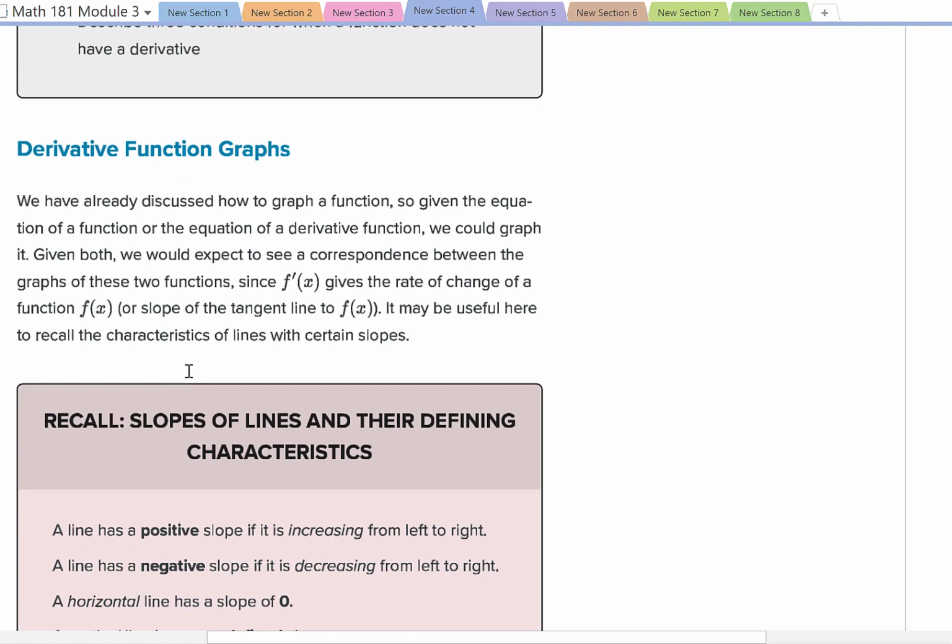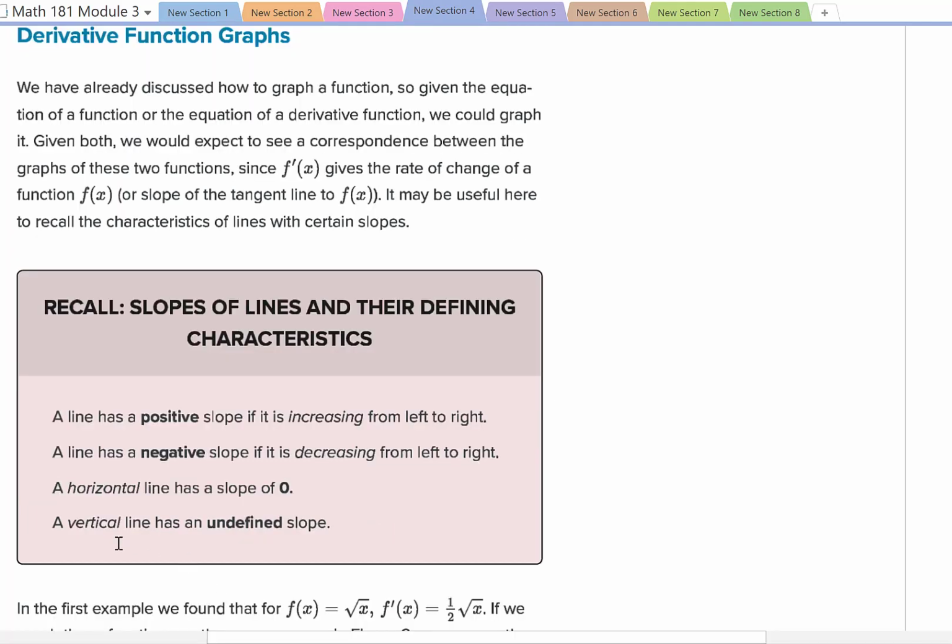So our derivatives of a function, think about lines. A line has a positive slope if it's increasing from left to right, has a negative slope if it's decreasing from left to right, and a horizontal line has a slope of 0. A vertical line has an undefined slope. I mean, you have rise but no run. So basically you have change in y but no change in x. So change in x is 0.